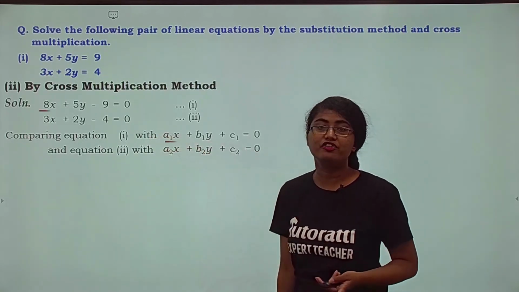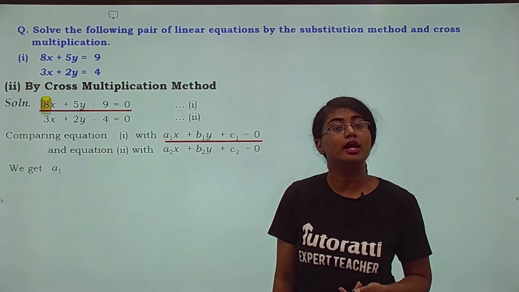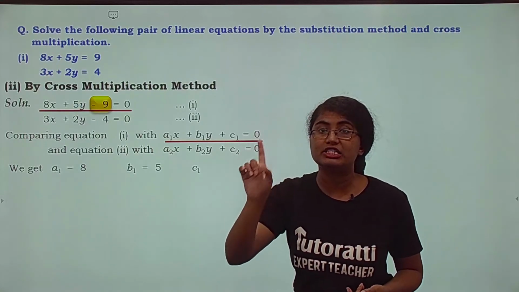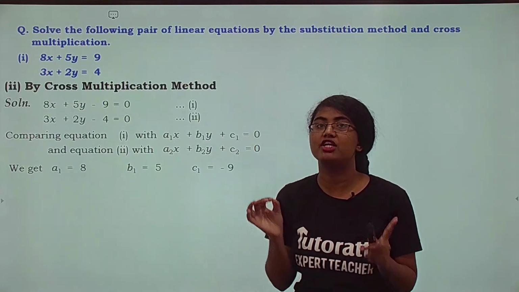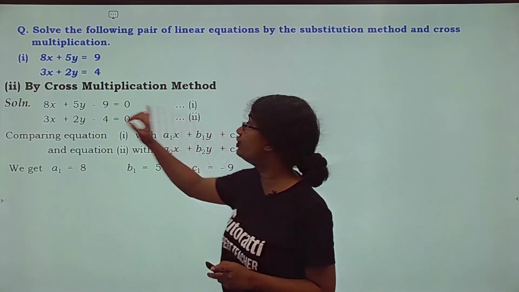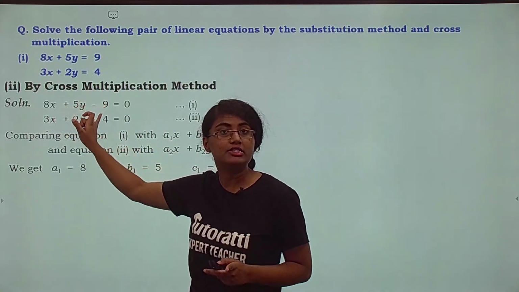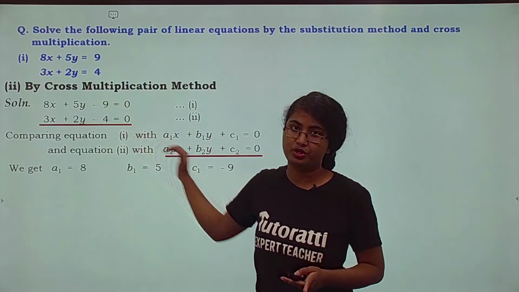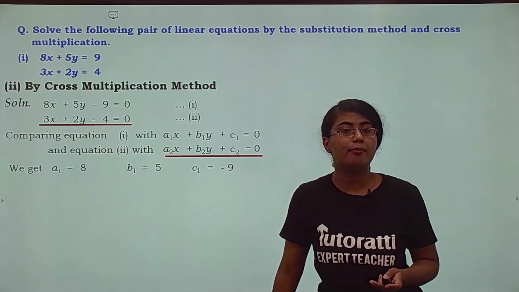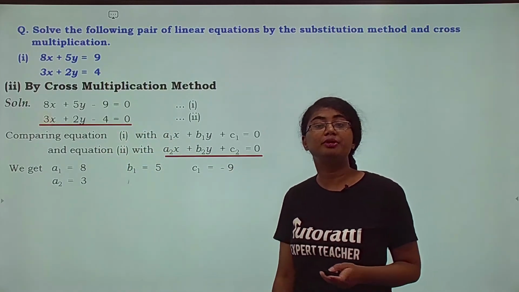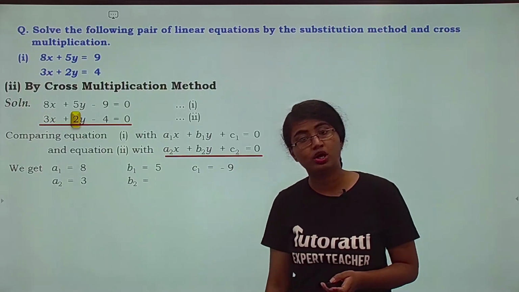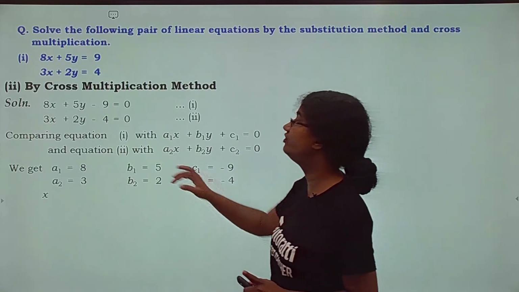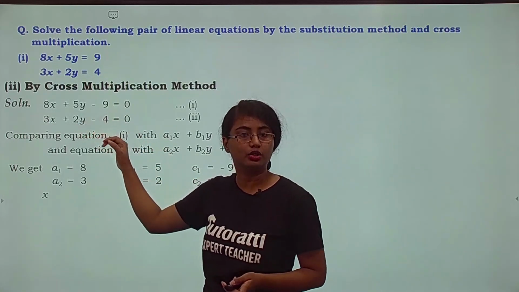Now, what is the value of a1 here? a1 is 8, b1 is 5 and c1 is minus 9. Do not forget the signs. The signs are very important in mathematics. So we do not just take 9, we take minus 9. Is this clear? Excellent. Let's move on to comparing the next equation. What is the value of a2 here? It is 3. What is the value of b2? b2 is 2 and the value of c2 is minus 4. Again, we do not leave the signs, we include the signs.